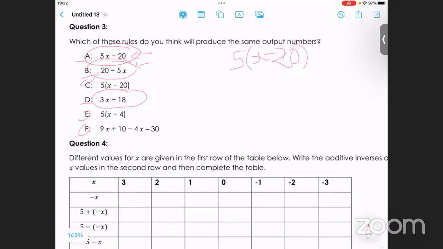And I said, if you have a number and an open bracket like this, and there's nothing in between, that means you're going to multiply everything that's in the bracket with the 5, or with whatever is outside the bracket. So you're going to multiply 5 with everything in the bracket. You're going to say 5 multiplied by x, again 5 multiplied by minus 20. All right, so we're starting with this one.